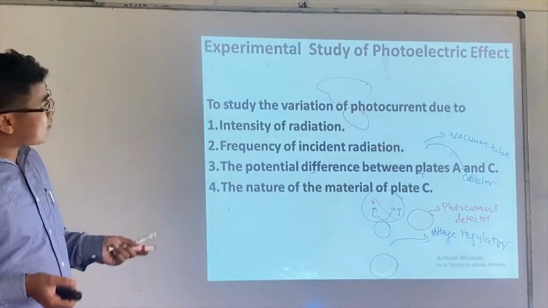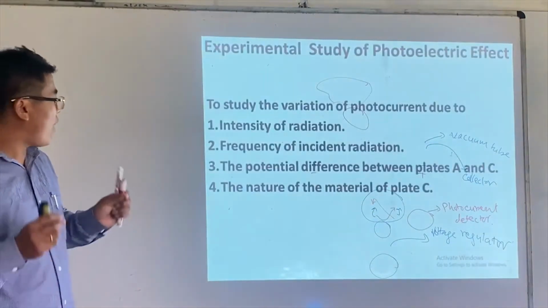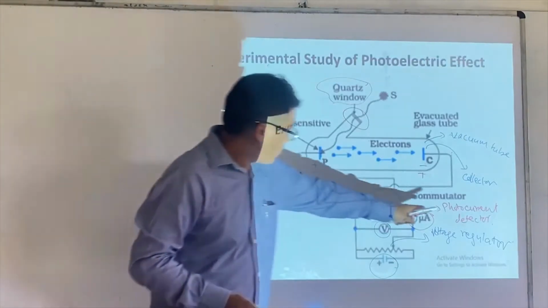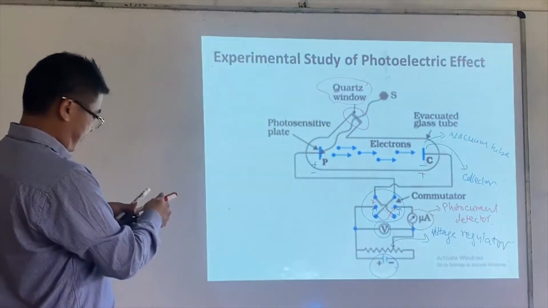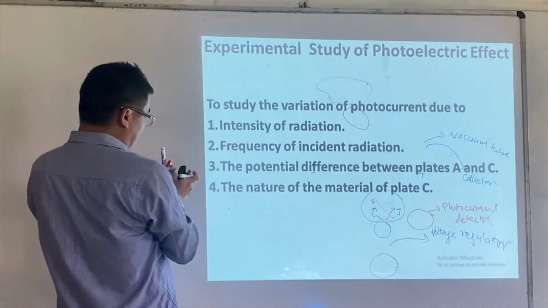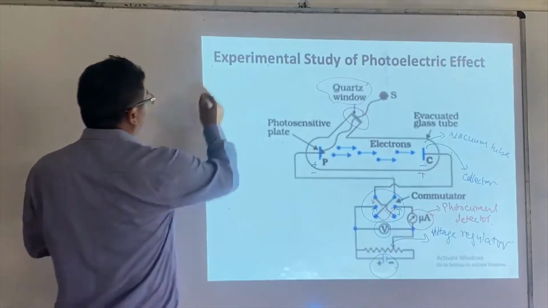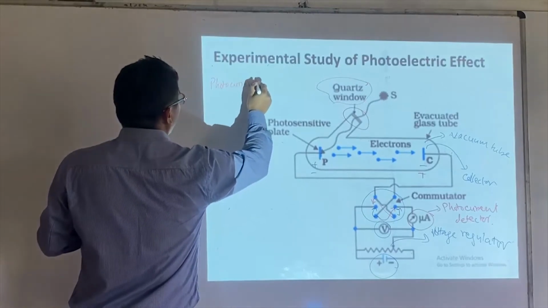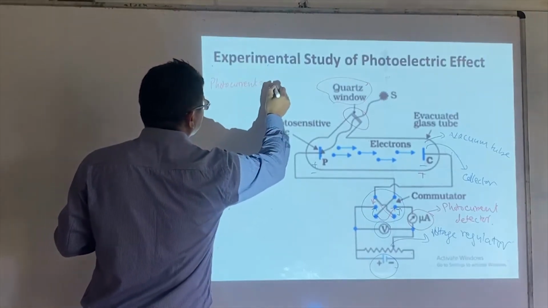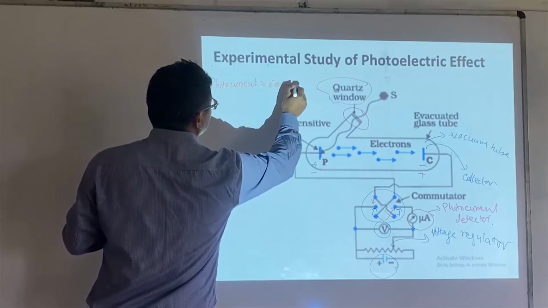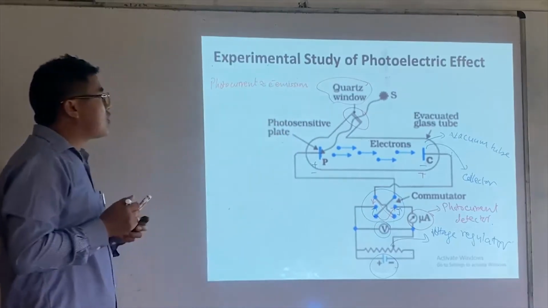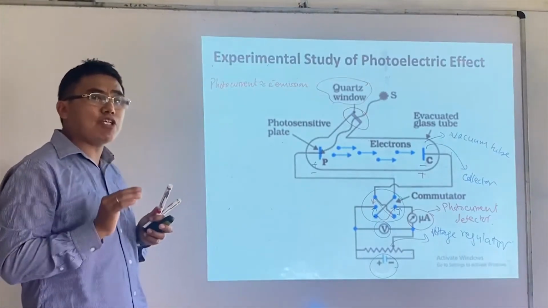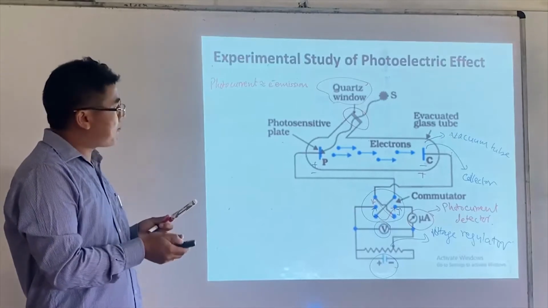Now we are going to talk about the experimental study of the photoelectric effect. What we are going to study is the variation of photocurrent. Why? Because photocurrent is equivalent to electron emission. Once you can detect a photocurrent, then electron emission is taking place.